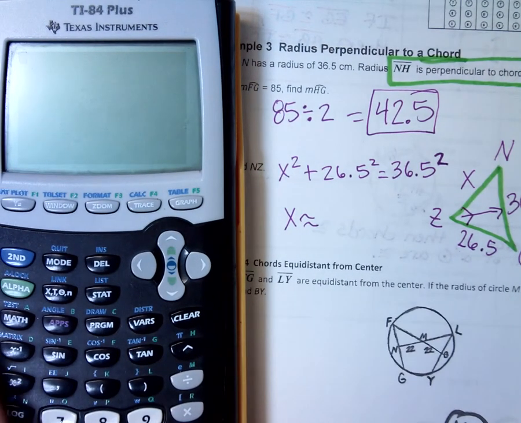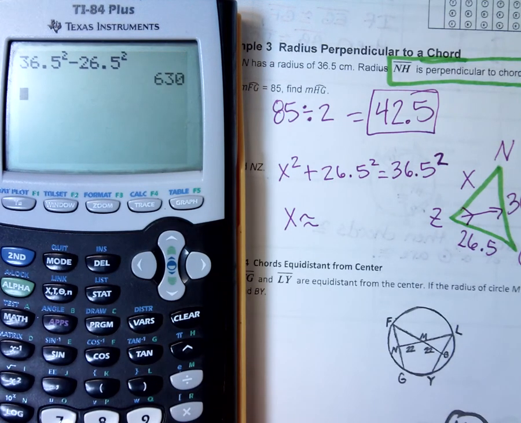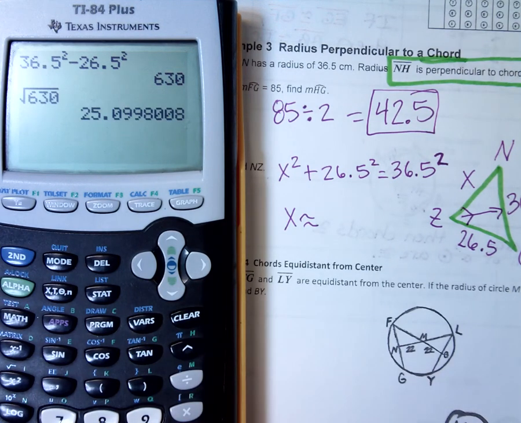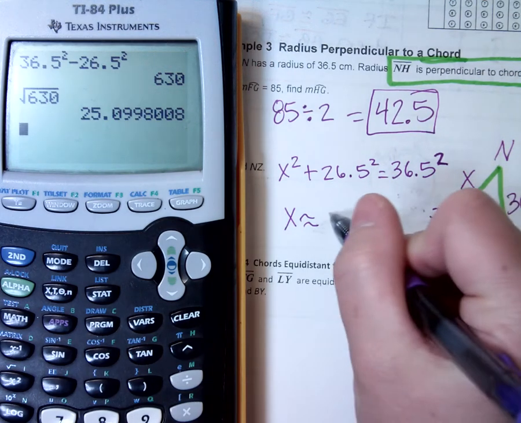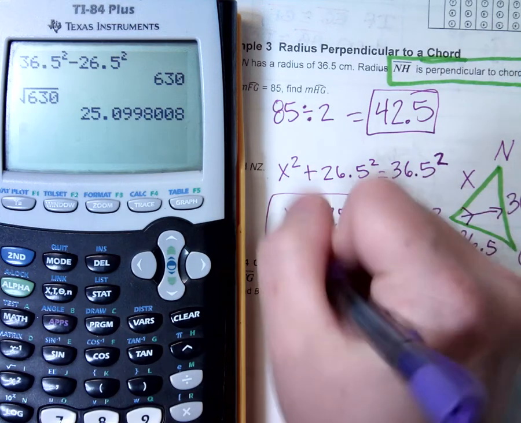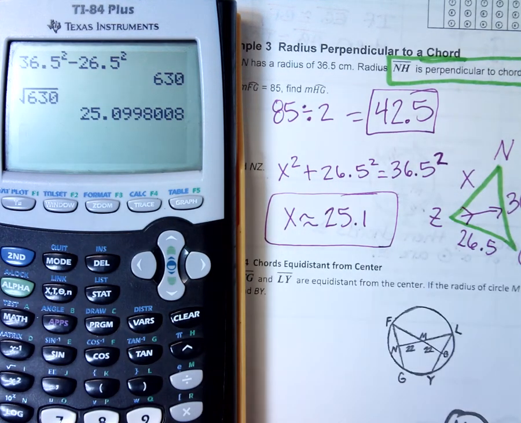So in my calculator, I'd probably put 36.5 squared minus 26.5 squared, and then I'm going to square root that answer. So, did everybody get 25.1 if you round to the nearest tenths? Okay, so we are going to see some Pythagorean theorem creep back out, but that's not too scary, I don't think.